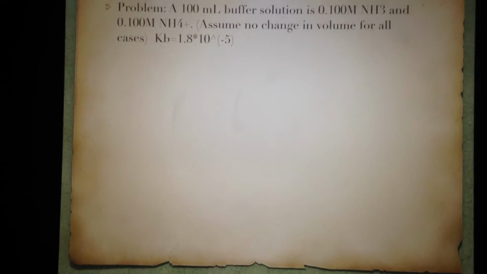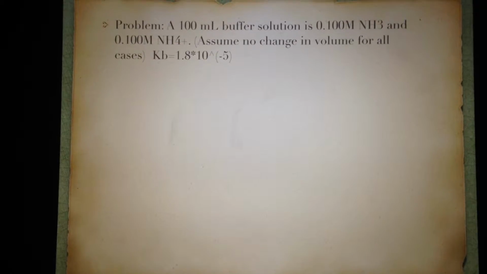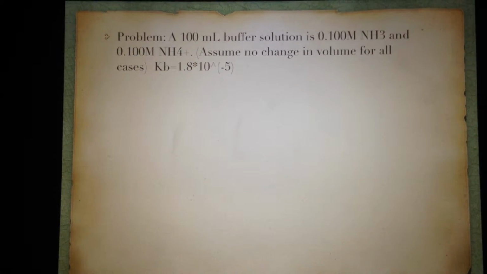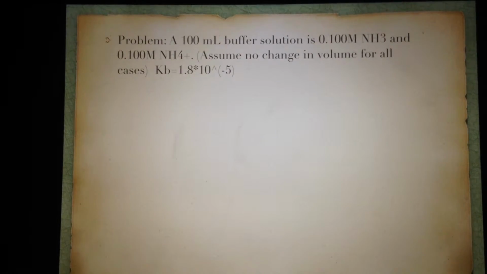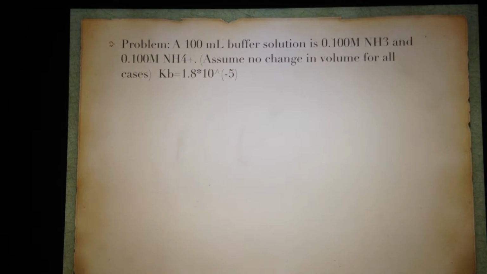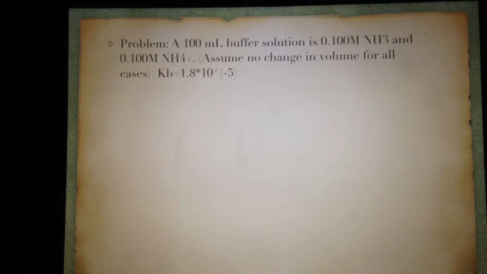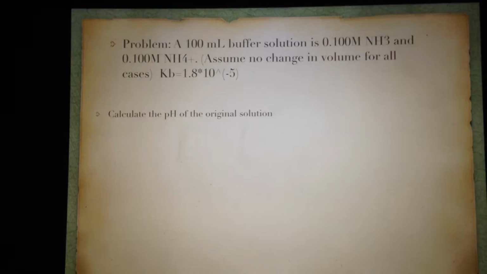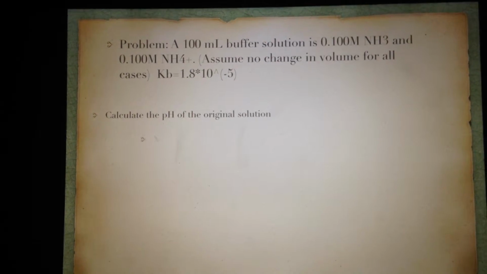So the problem is a 100 milliliter buffer solution is 0.1 molarity of NH3 and 0.1 molarity of NH4+. Assume there is no change in volume for all cases. It's not given, but the Kb value is 1.8 times 10 to the negative fifth, and you use that value because the NH3 is the reactant. So you're going to calculate the pH of the original solution.